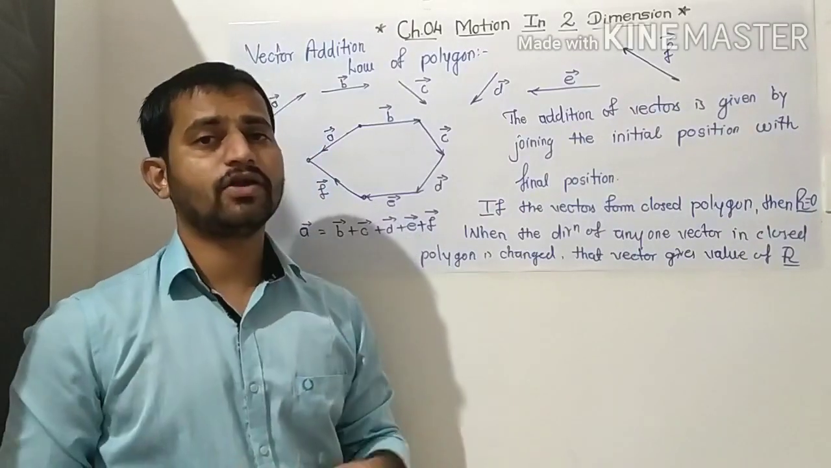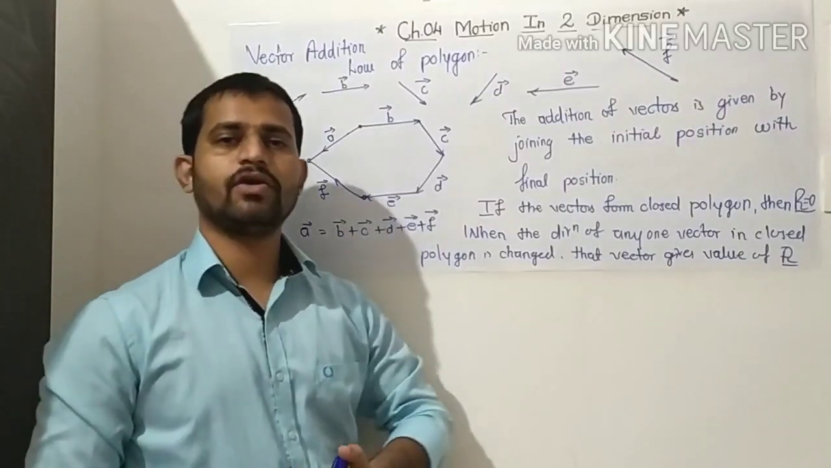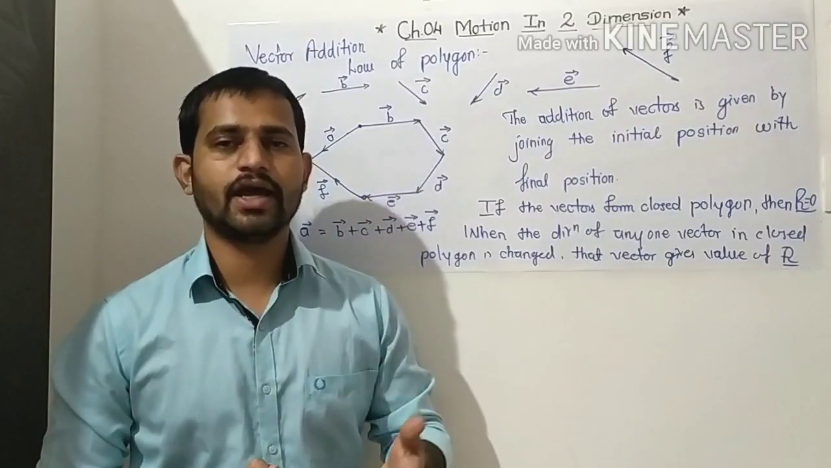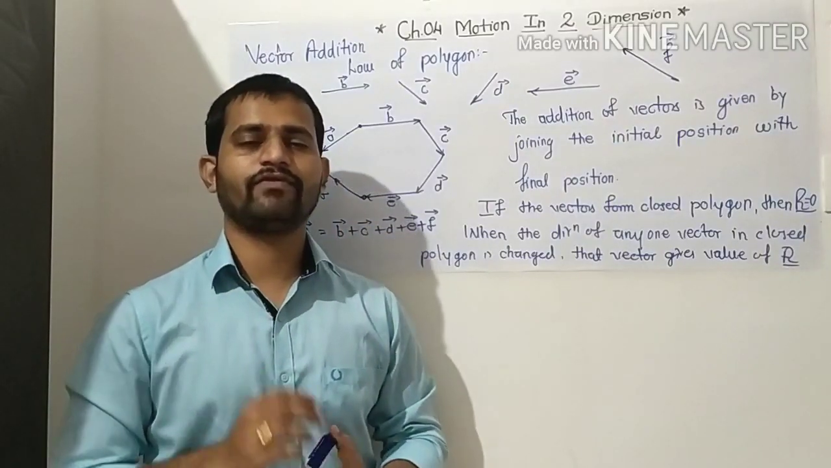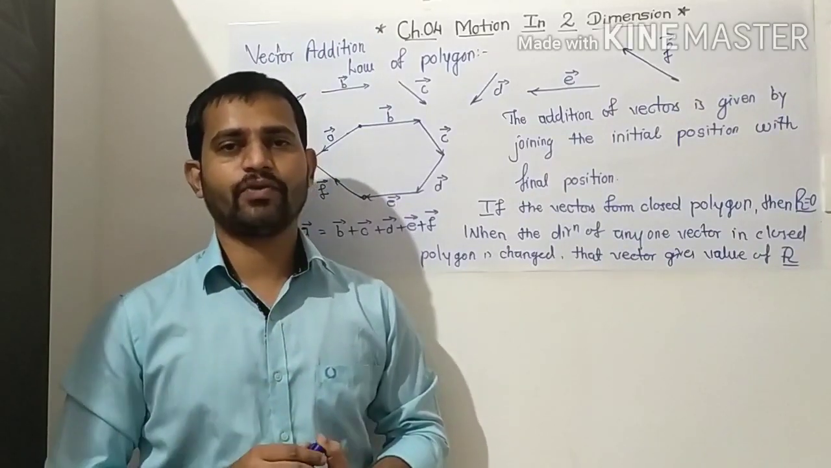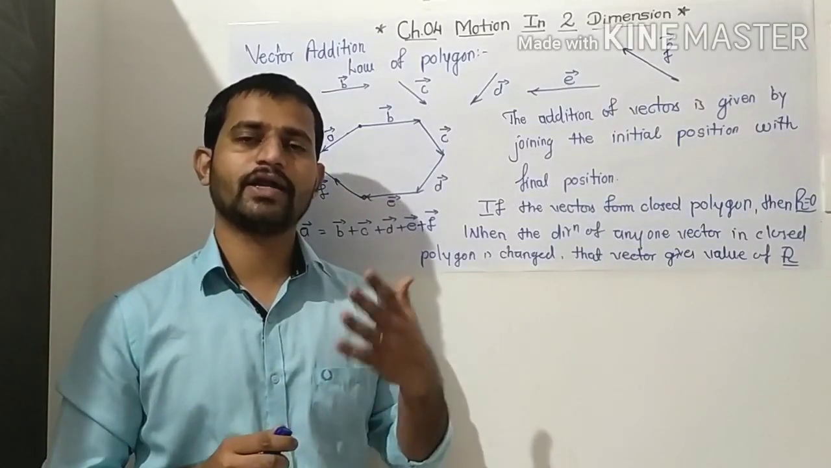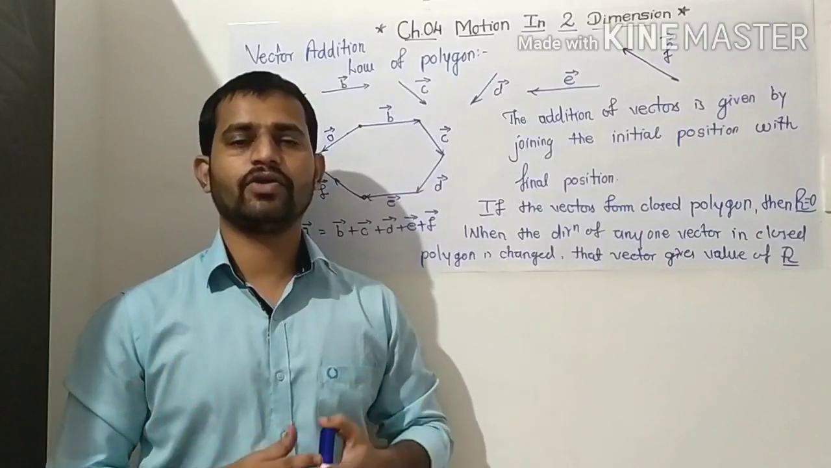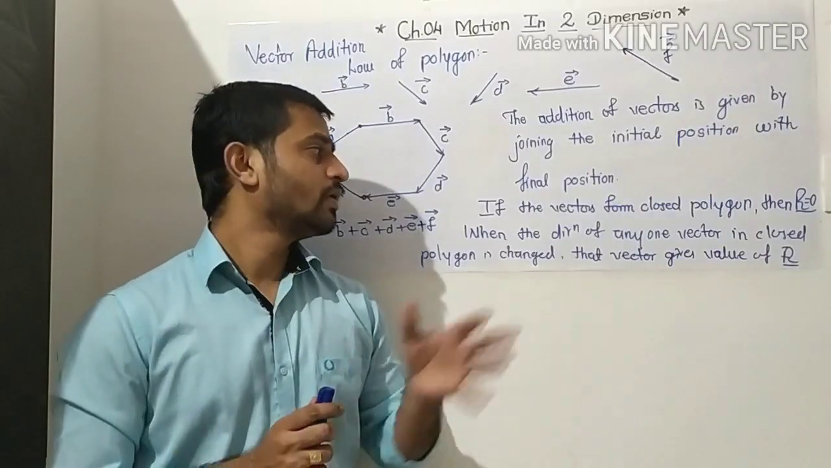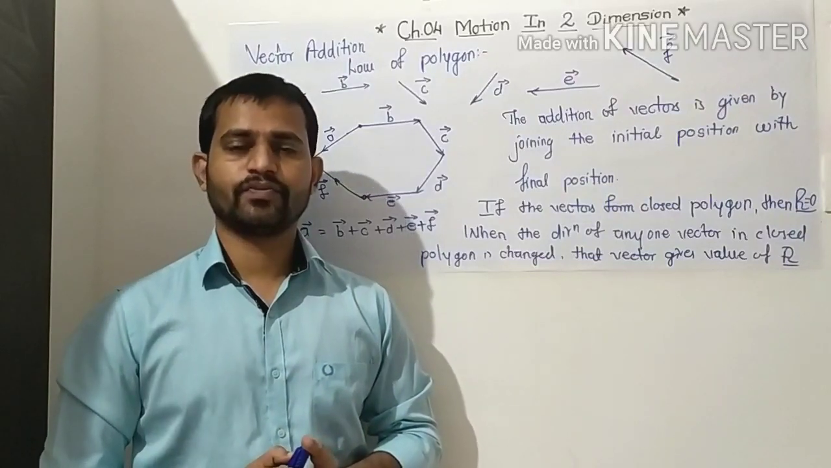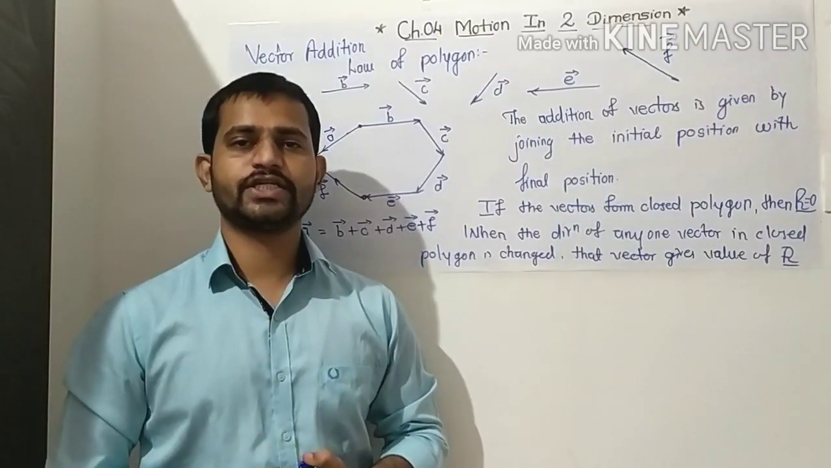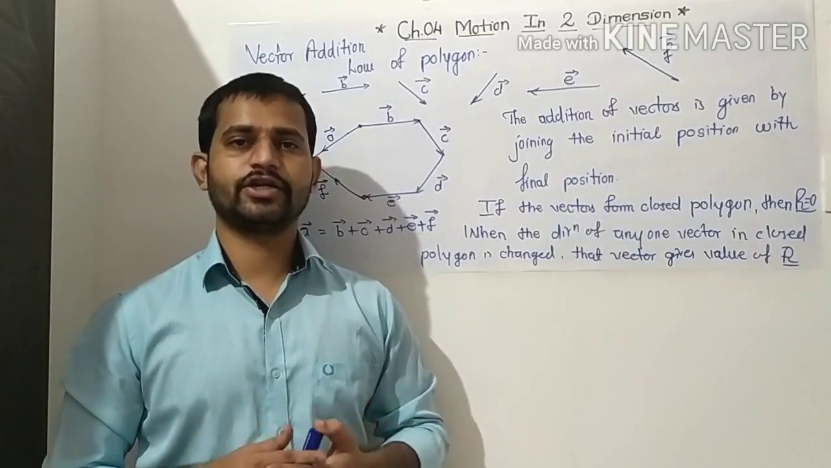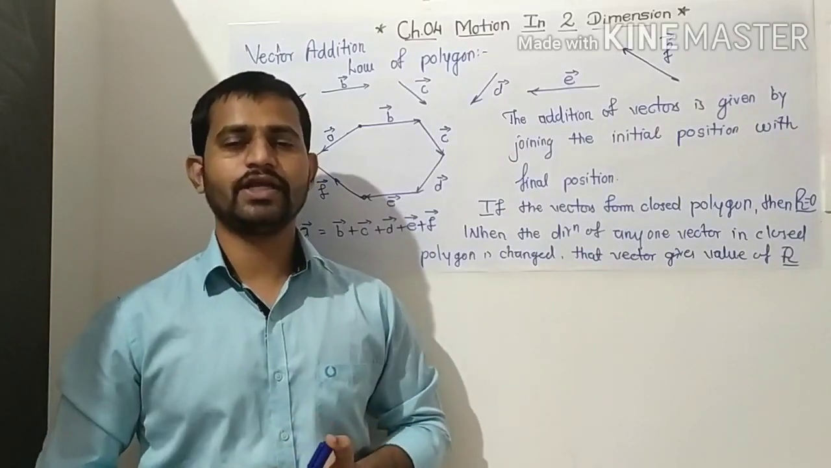Okay, so what is the law of polygon, or when can we apply the law of polygon? When two or more vectors are given, and the initial position is connecting to the final position, then that vector will give us the value of the resultant. In that also there are two cases. If the vectors to be added form one closed polygon, then the value of the resultant is 0. And if in a closed polygon we change the direction of any one vector, then that vector will give us the value of the resultant there. Okay, so this is the third law for the vector addition.